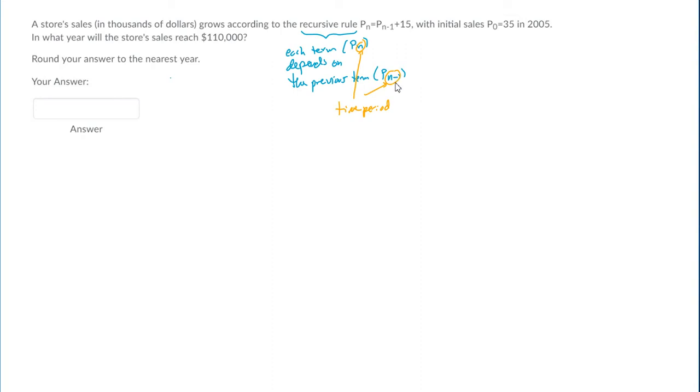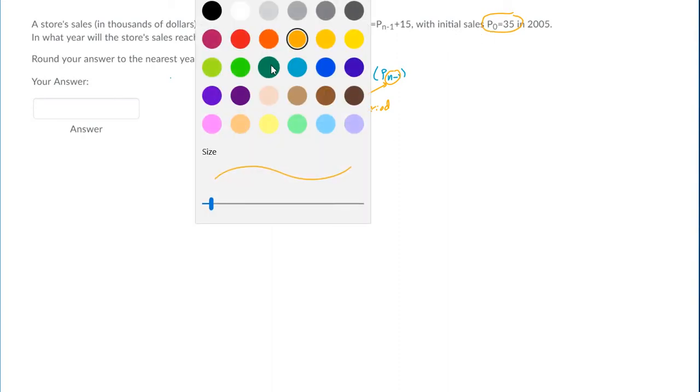So that means that we need to be told the first one, because the first one would have to depend on the one before it, and there is nothing before the first one. So they have to tell us the initial value, and they're giving it to us right here. When we have a recursive rule, we need at least the first value told to us, which they're giving. So let's go ahead and start writing out some values here.